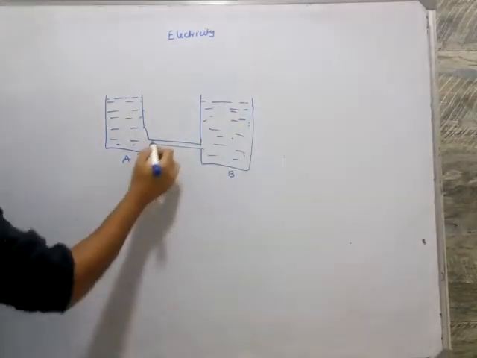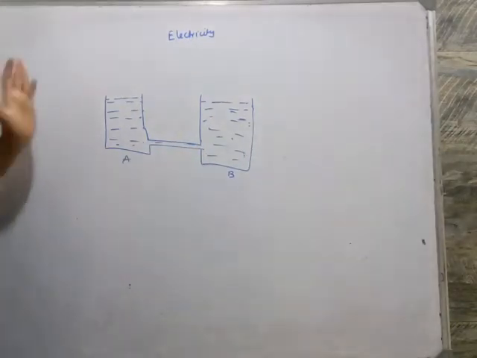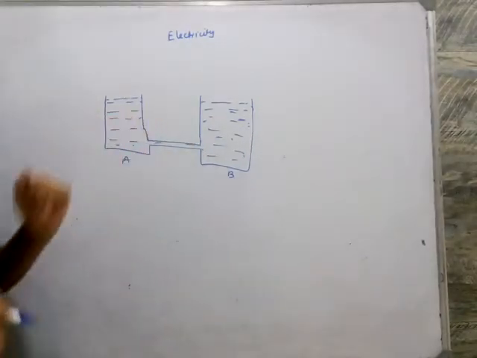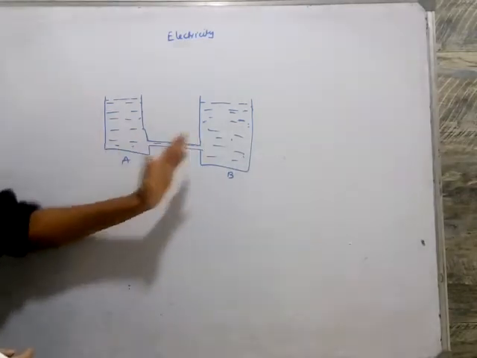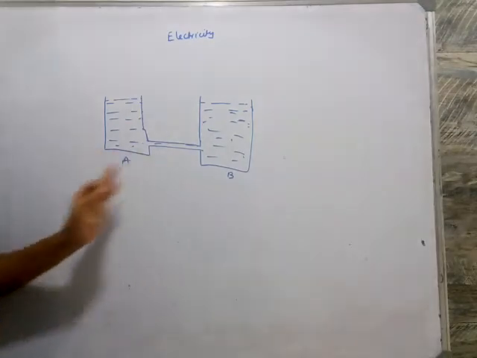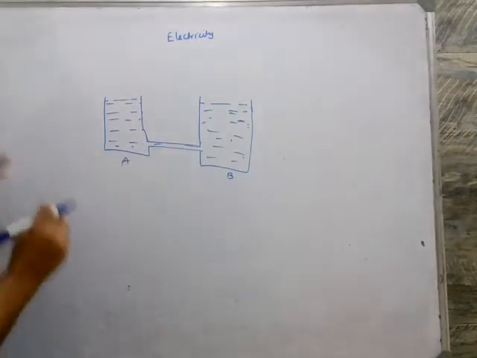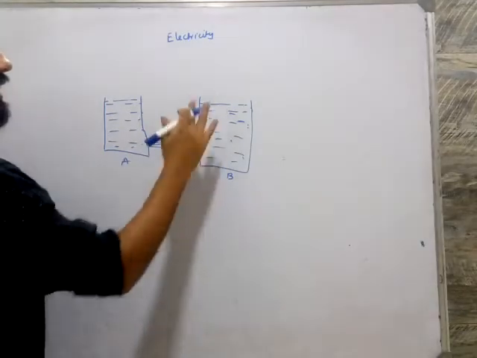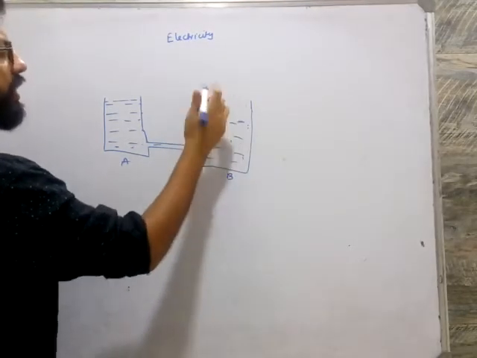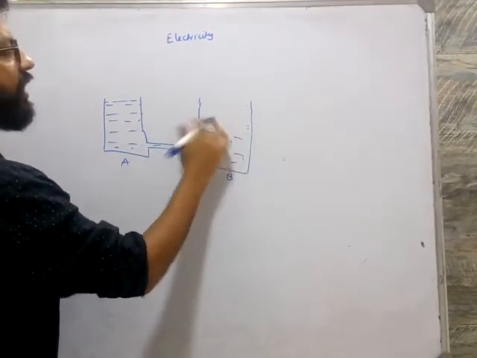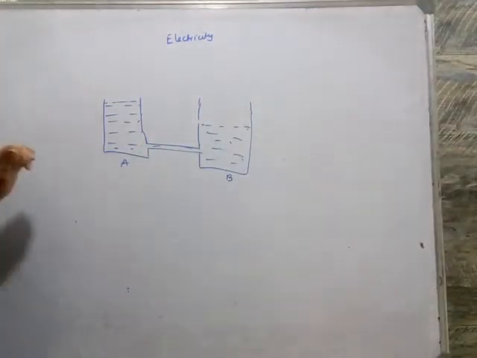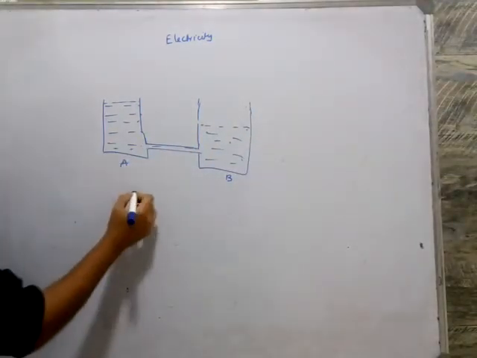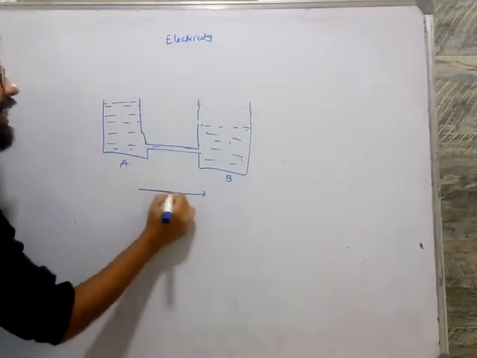So can you see whether some water has moved from tank A to tank B? No. Why? Because tank A and tank B are both at the same level, so there is no movement of water. It is stagnant. But in a second case, I'll decrease the water level in tank B. Tank A has more water level and tank B has less, so now the water will move from tank A to tank B.